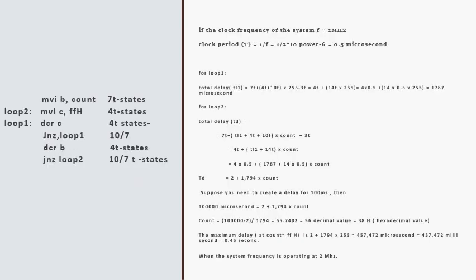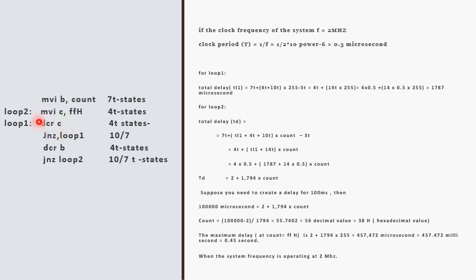So now we are going to find the delay which is being created by this loop by taking an example. You assume that the clock frequency of the system is 2 megahertz and the clock period is 0.5 microseconds, right? So now we are going to find the delay which is being created by loop 1, right?